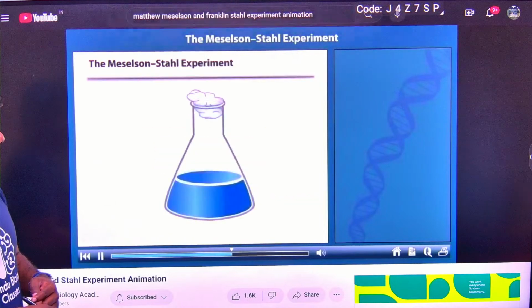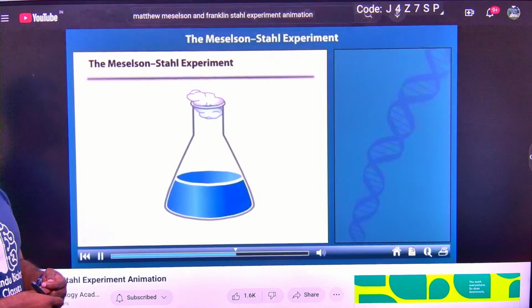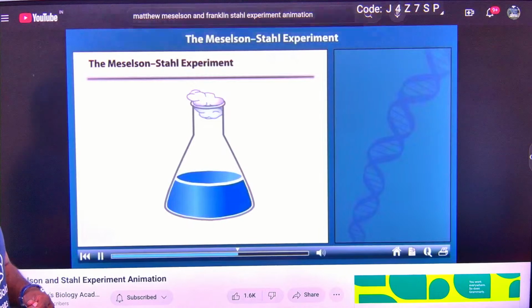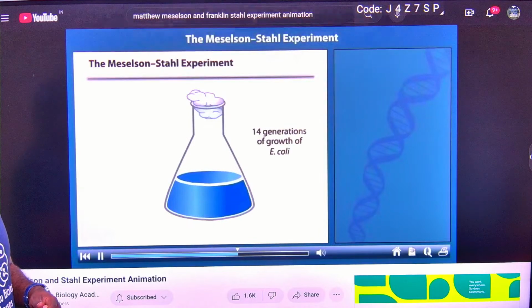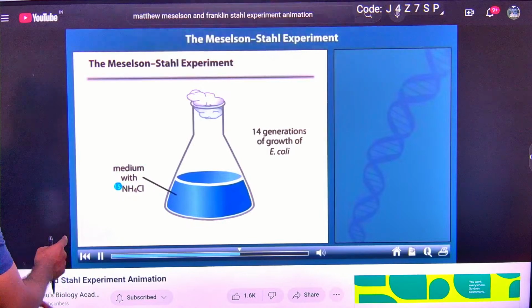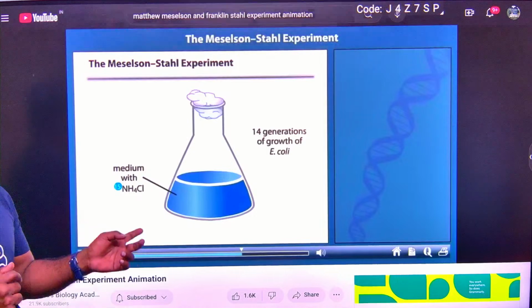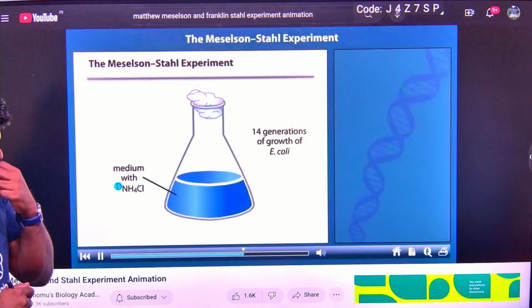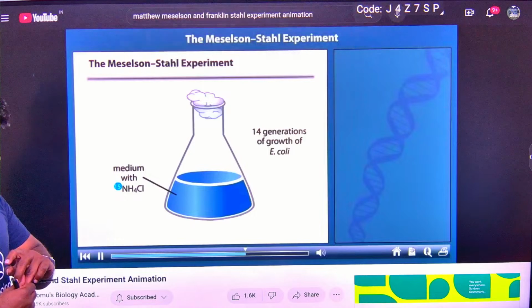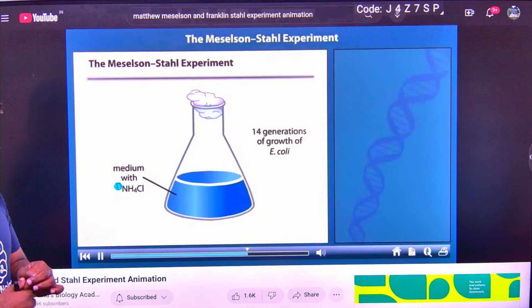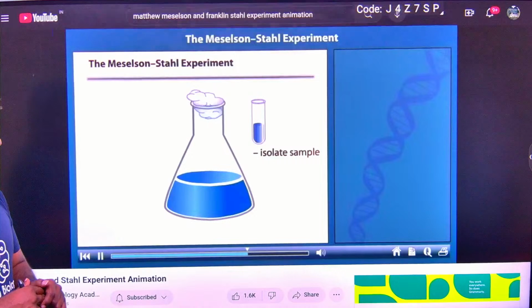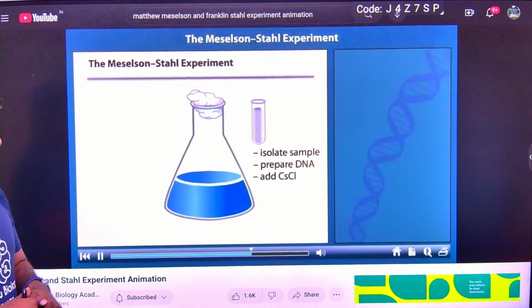With their technique of separating heavy versus light DNA established, the scientists tested the hypothesis of semi-conservative replication. They first grew E. coli for 14 generations in a medium with N15 in the form of ammonium chloride. Why have they taken only NH4? It is the source of nitrogen. Growing the bacteria for many generations ensured that all the DNA would be labeled with heavy nitrogen. At this time, they isolated their first bacterial sample, prepared the DNA, and added the cesium chloride for centrifugation.